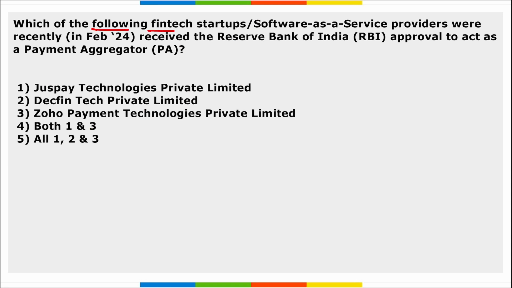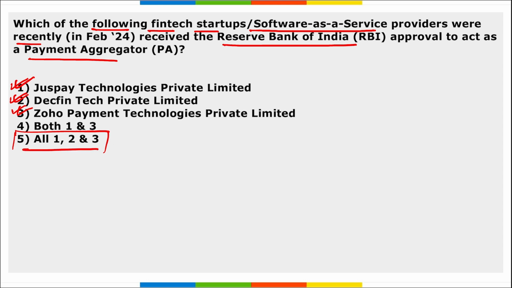Next, which of the following fintech startups or software as a service providers recently received RBI approval to act as a payment aggregator? So, which of the following received the approval from RBI to act as a payment aggregator? All three of them: JustPay Technologies Private Limited, TechFin Tech Private Limited, and Zoho Payment Technologies Limited. All three of them will be acting as payment aggregators, and they got the approval from RBI.